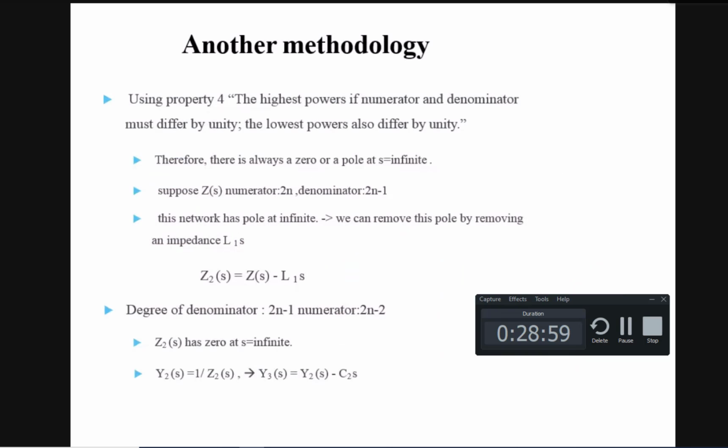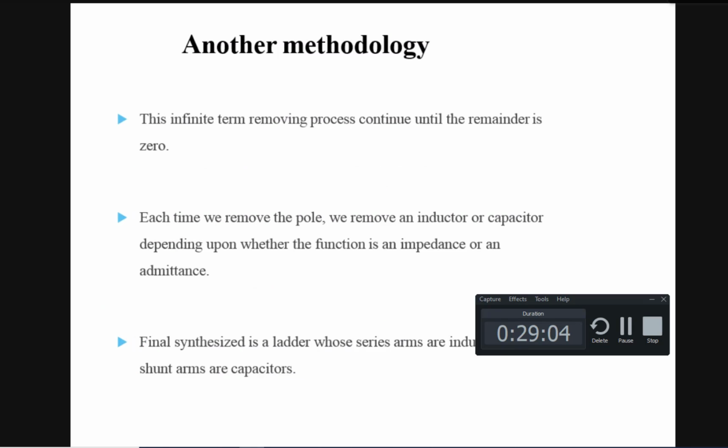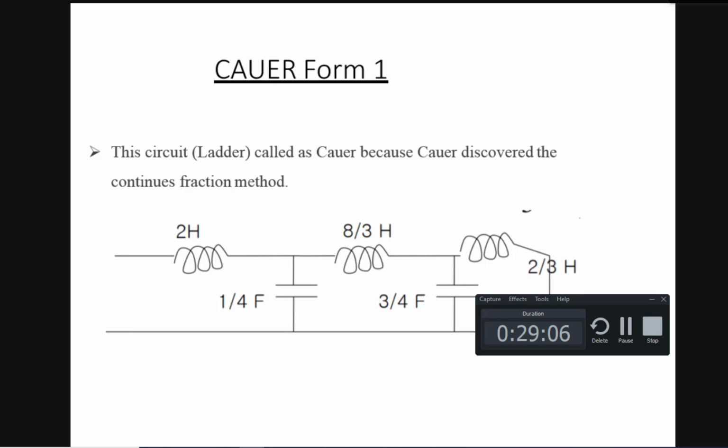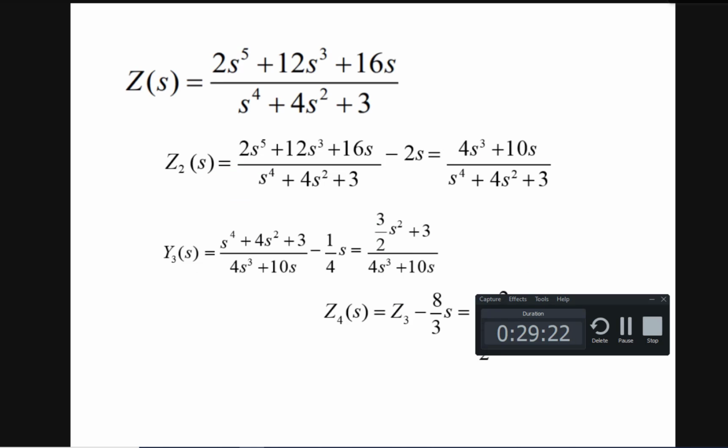And then another methodology is also available, that is Cauer form. So in this, this is a ladder network actually. So it is based on the continuous fraction method, expansion of the given impedance or admittance in continuous form. So the example I will explain you here, how to expand that. For example, here Z of s is given.